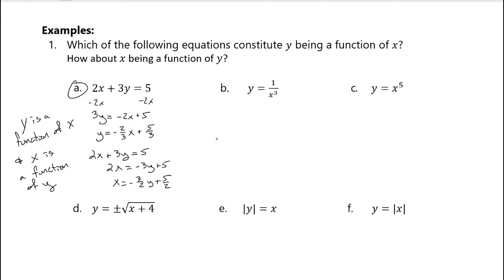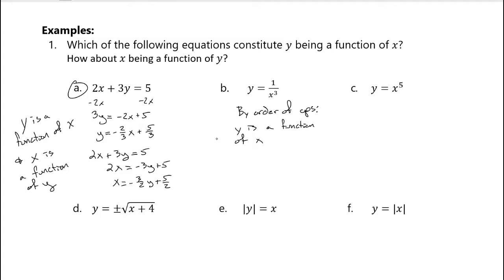Right. Let's look at part B. We have y equals 1 over x cubed. Let's just think about how this is going to work. If I plug an x value in, I'm going to cube it, and then I'll just get one number out when I cube that x value. And then when I go 1 divided by that number that we got when we cubed, we're just going to get one number out of that as well. So by order of operations, we have y is a function of x.